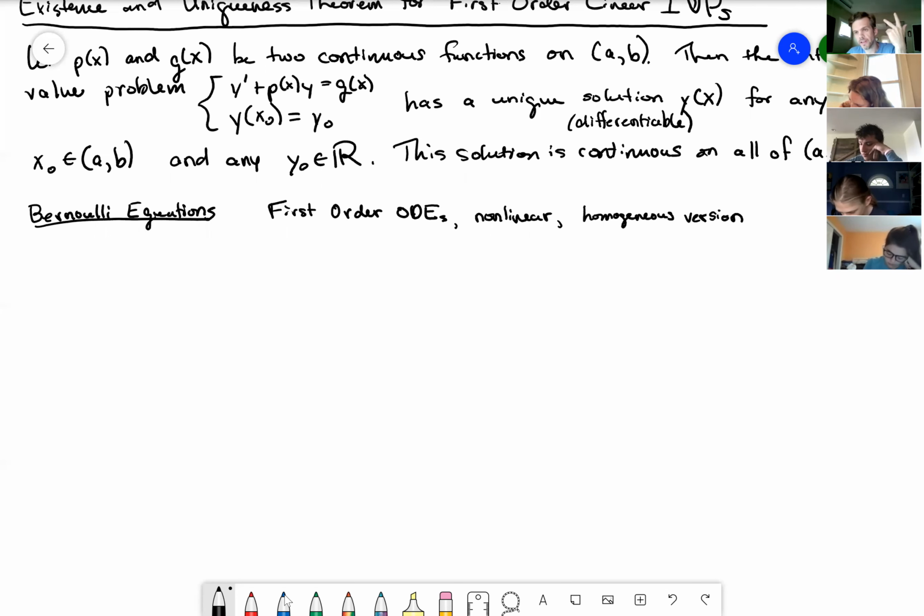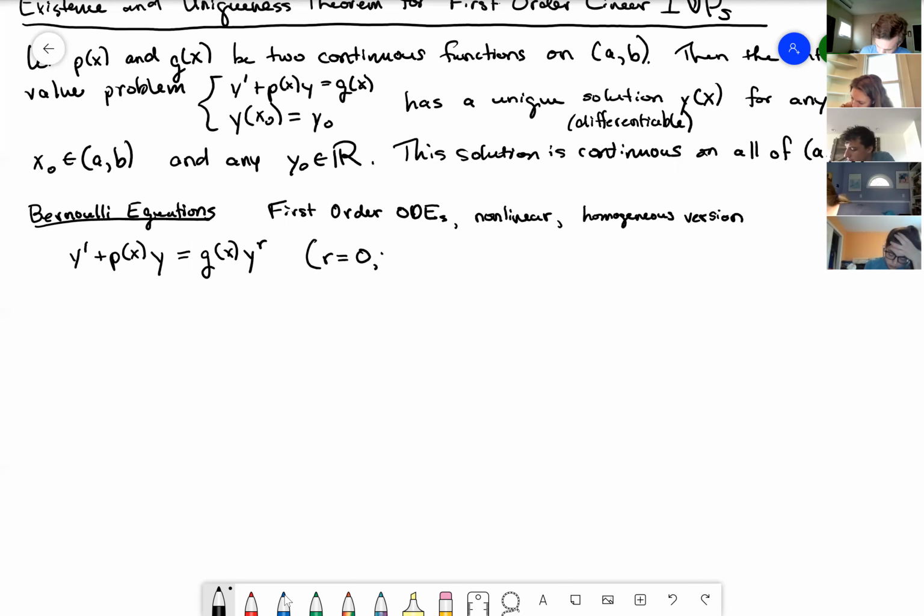And so just like in the previous subject, looking at the linear first order ODEs, we can look at the homogeneous version of these. Well, I should write down what they are first, so it makes more sense. So y prime plus p of x y is equal to q of x y to the r. And we make the assumption that r is not equal to 0 or 1, because then the equation would be a linear ODE. So we make the assumption that r is not zero or one.